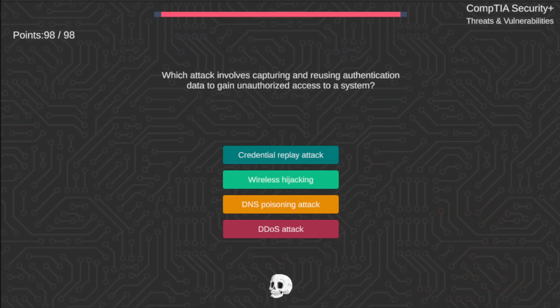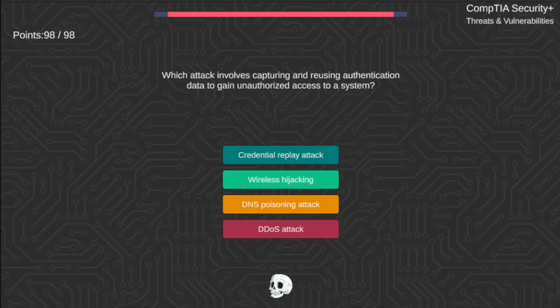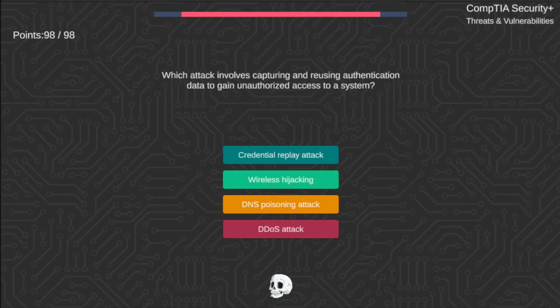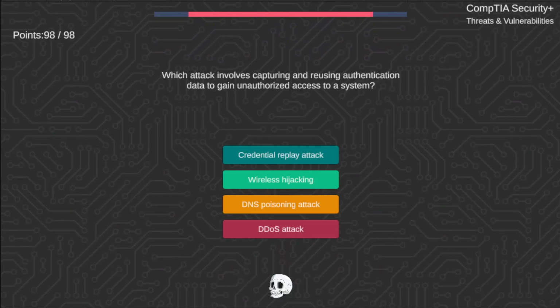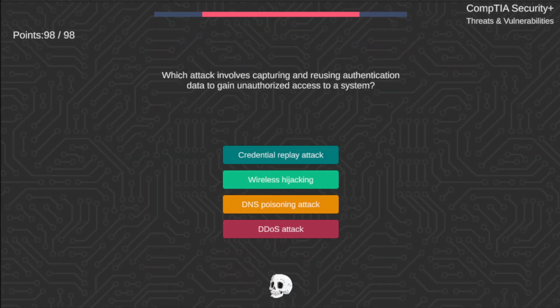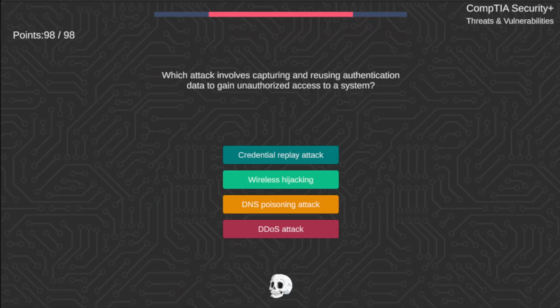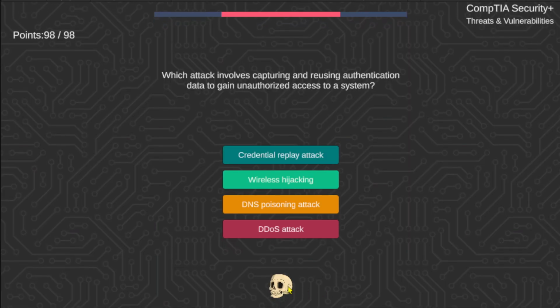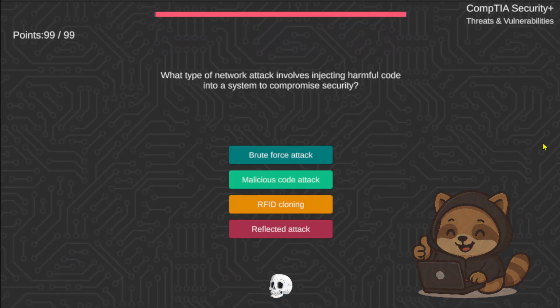Which attack involves capturing and reusing authentication data to gain unauthorized access to a system? Credential replay attack, wireless hijacking, DNS poisoning attack, or a DDoS attack? Capturing and reusing authentication data to gain unauthorized access to a system. Correct answer is a credential replay attack.